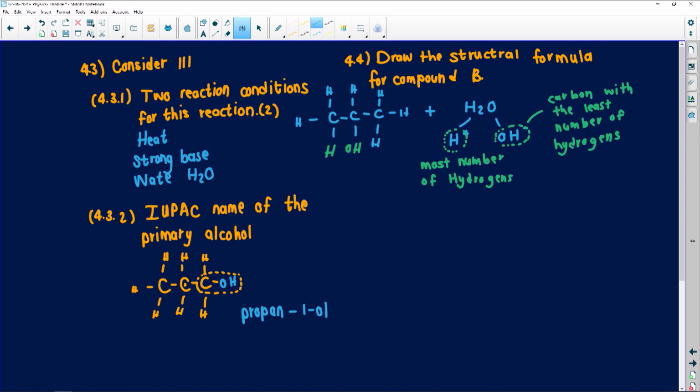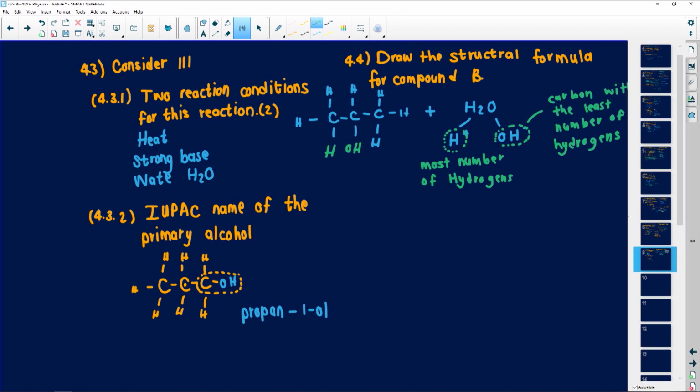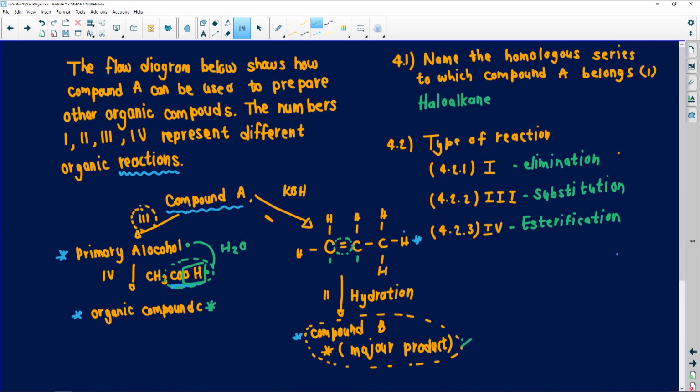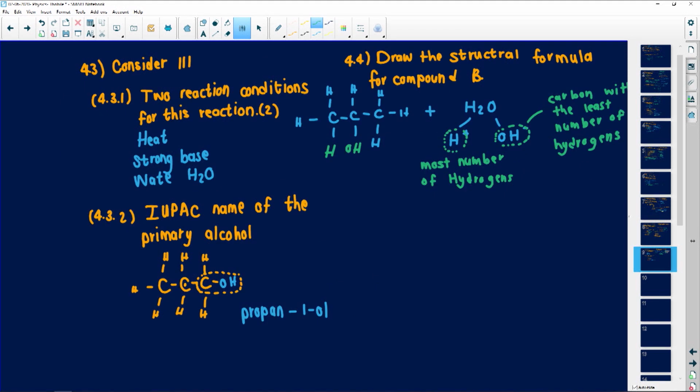So if we had to draw the structural formula of B by hydration, that is the type of reaction, this is how you will go about it. Remember, you can actually move the OH to the other side, but because the question told us we must form the major product, those are the rules of chemistry that we need to follow in order to form the major product.